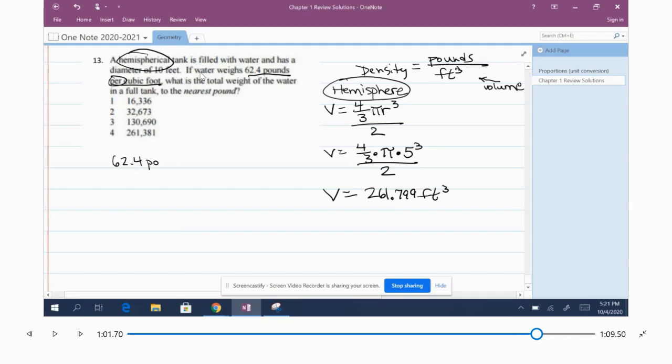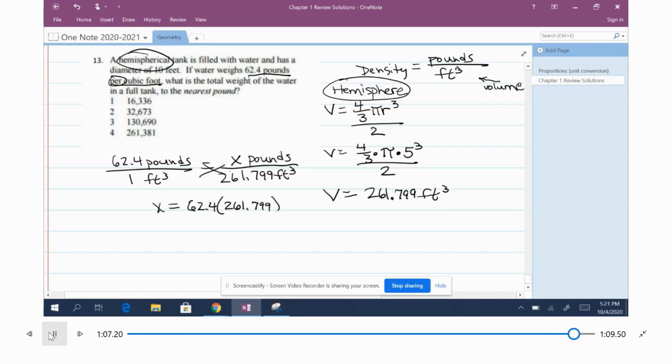Now we're going to apply this density. When it doesn't give you a number per cubic foot, you're seeing that I'm putting a 1 underneath there. It's implying 1 cubic foot. All right, cross multiply. 16,336. And that's it for page 6.